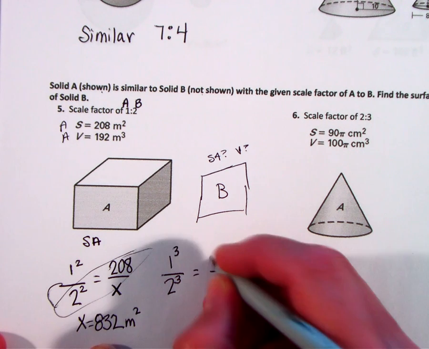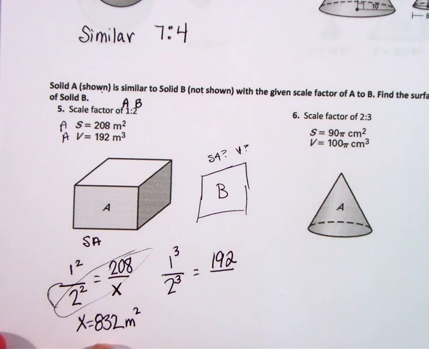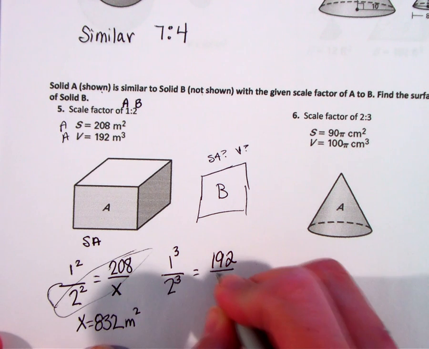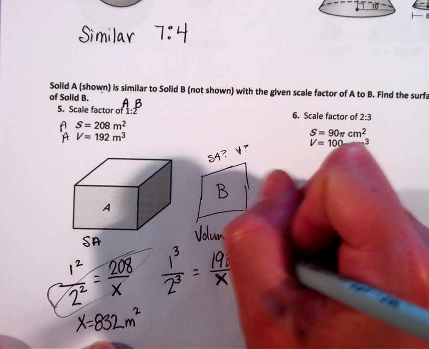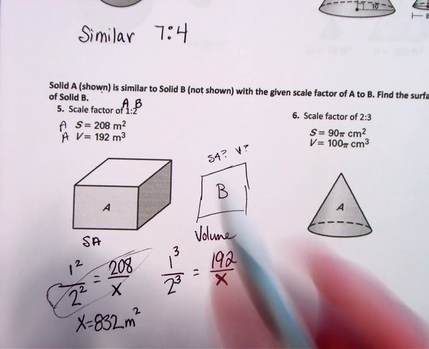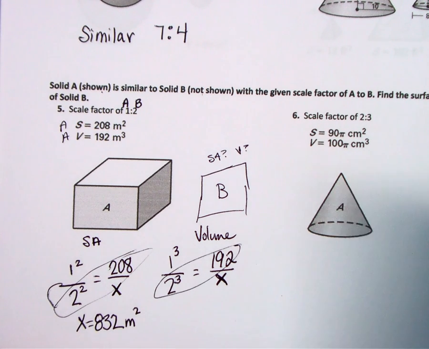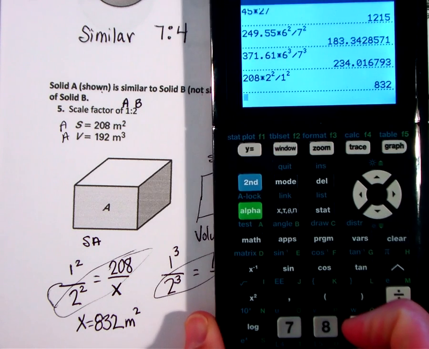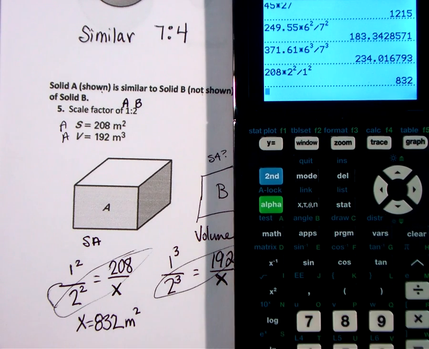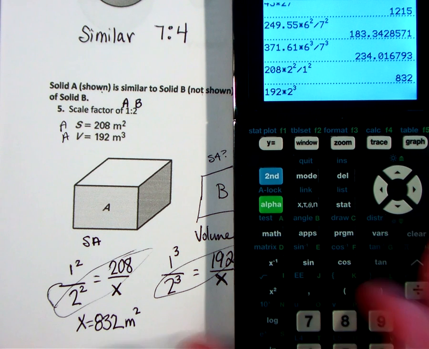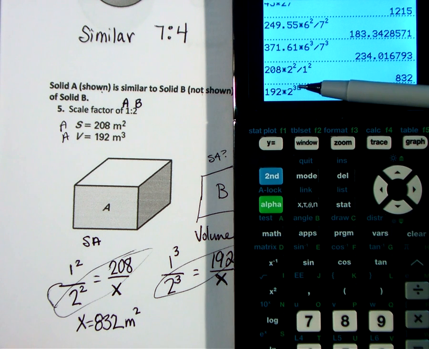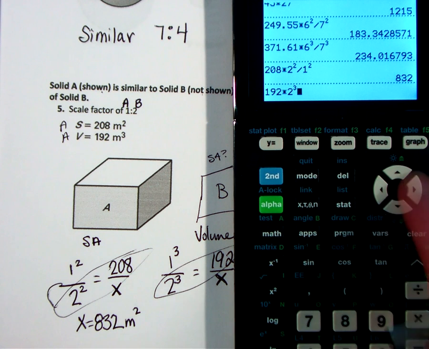So 192 is the volume of A, and I'm trying to find the volume of B. So this is for volume. And we're going to cross multiply. 192 times 2 to the third power. So 192 times 2, this is how I get to that third power. Use this little caret button on the side, remember? To the third power. Now again, you see yourself kind of up in that exponent, so hit over to get out of it.